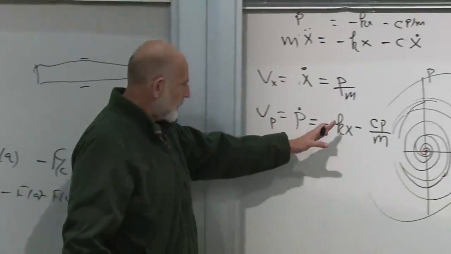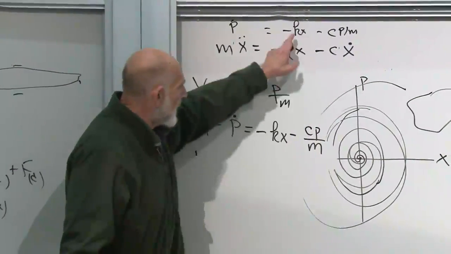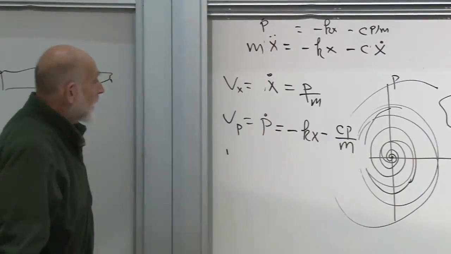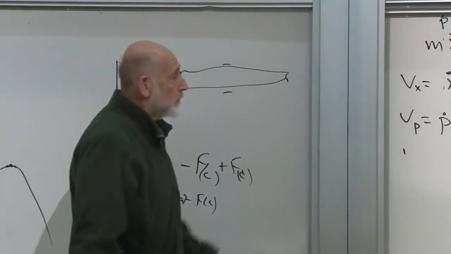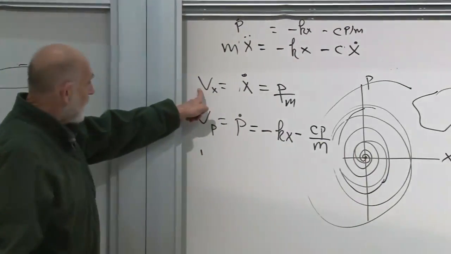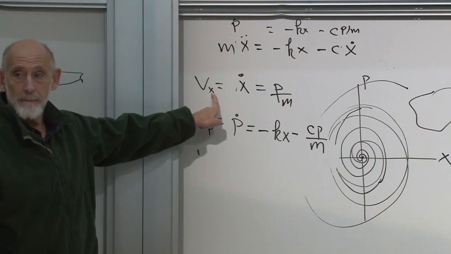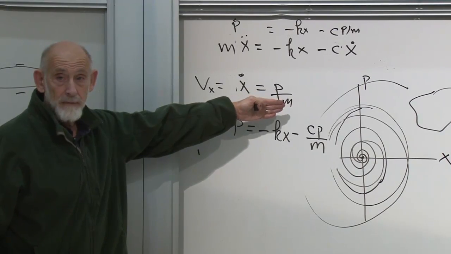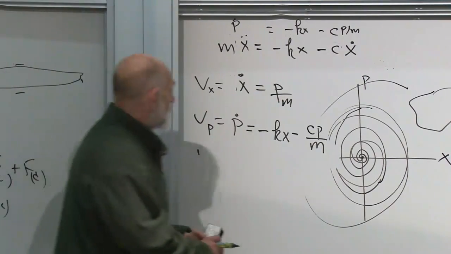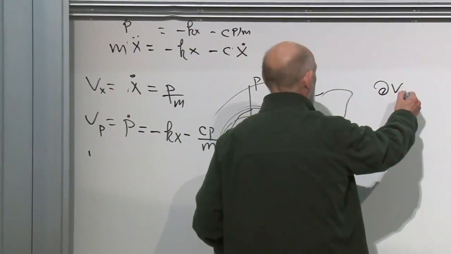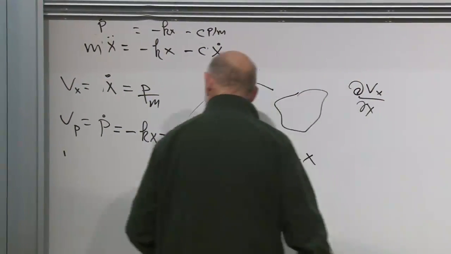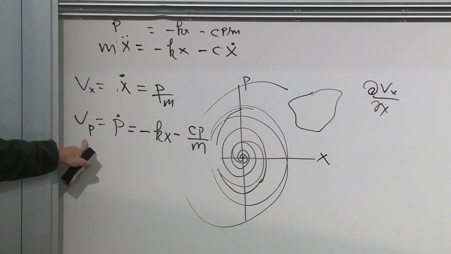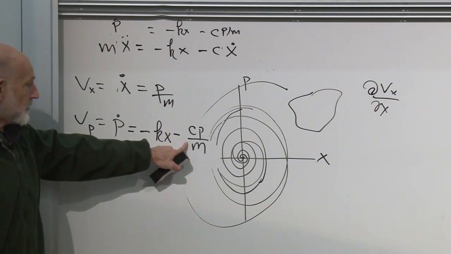This is just force equal to restoring force plus viscous force. Viscous force is proportional to velocity, and velocity is proportional to momentum. Okay, now let's calculate the divergence of the fluid. The derivative of Vx with respect to x is what? Zero. There's no x on the right-hand side. So the derivative of Vx with respect to x is 0. But what about the derivative of Vp with respect to p? Minus c over m.